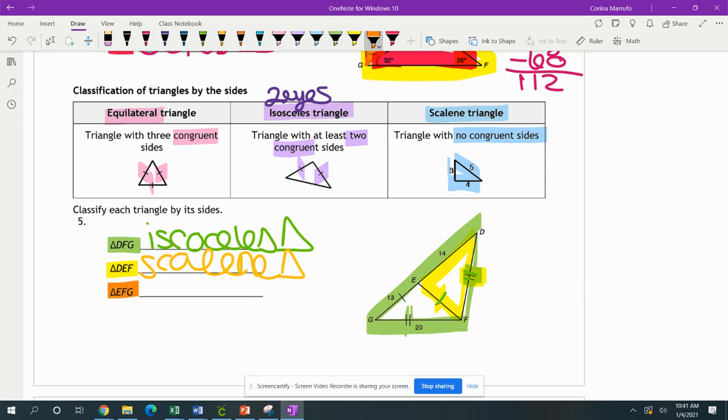And then triangle EFG. So here we have E to F to G. So we have these three here. We do have one tally mark here and one tally mark here. So that means that this is going to be an isosceles.